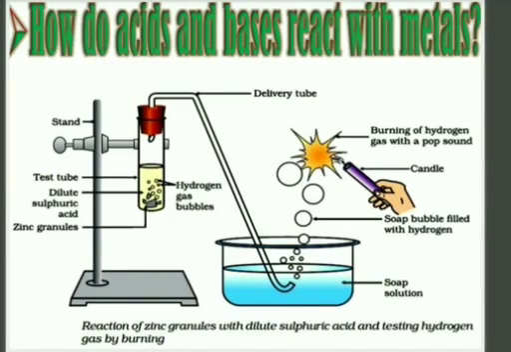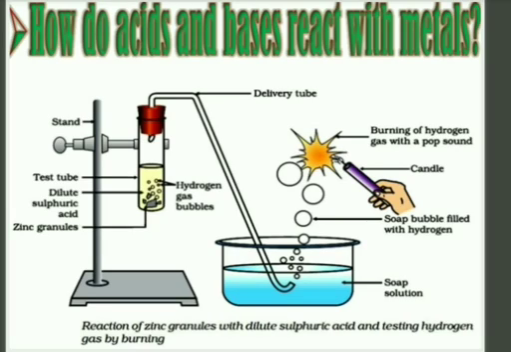Now this is an activity given in your book also to explain how acid and base react with metals. We know that when acid and base react with each other, they form salt and water. This activity shows what acid and base make when they react with metal. So we have to set up the experiment as shown in this figure.